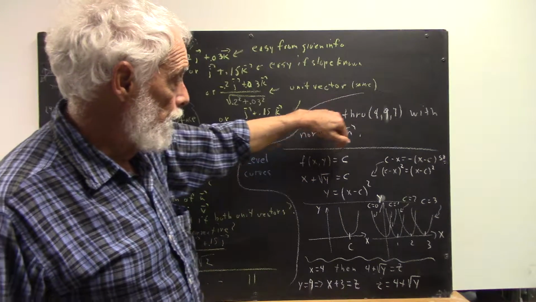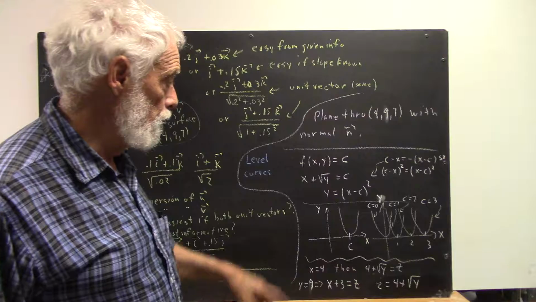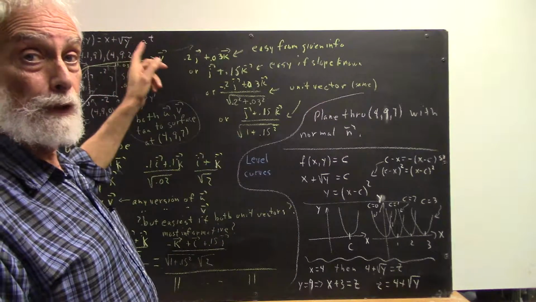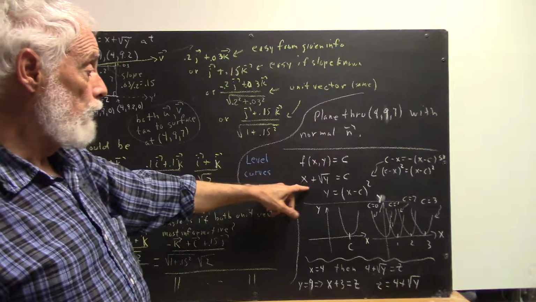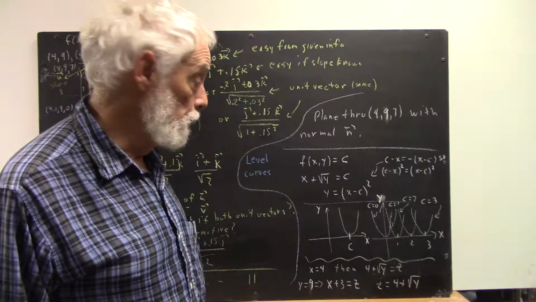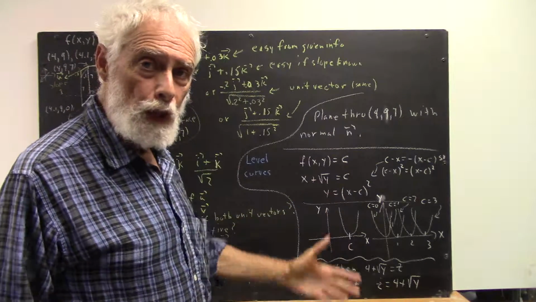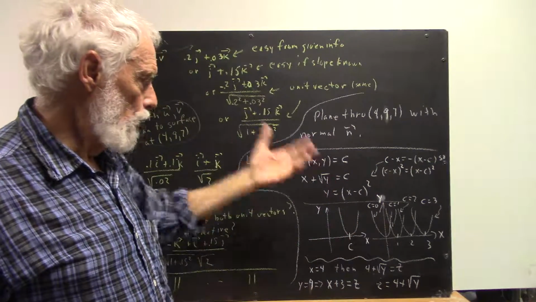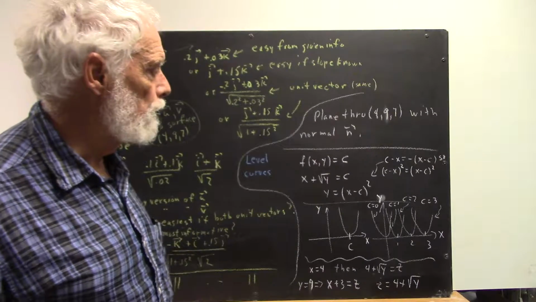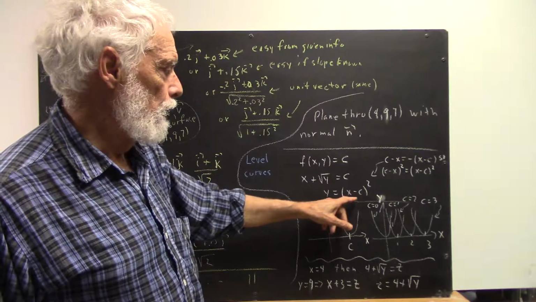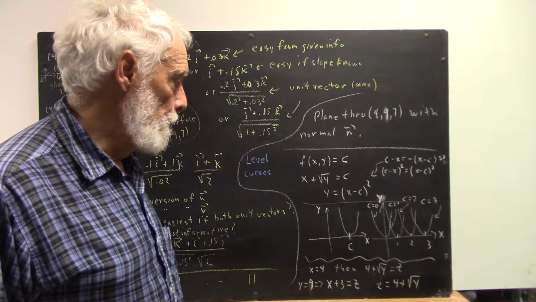But the curve f of x, y equals c is the curve, well, f of x, y being x plus square root of y. It's the curve x plus square root of y equals c. If we solve this for y, just to get y as a function of x for the level curve, we get y equals quantity x minus c squared.